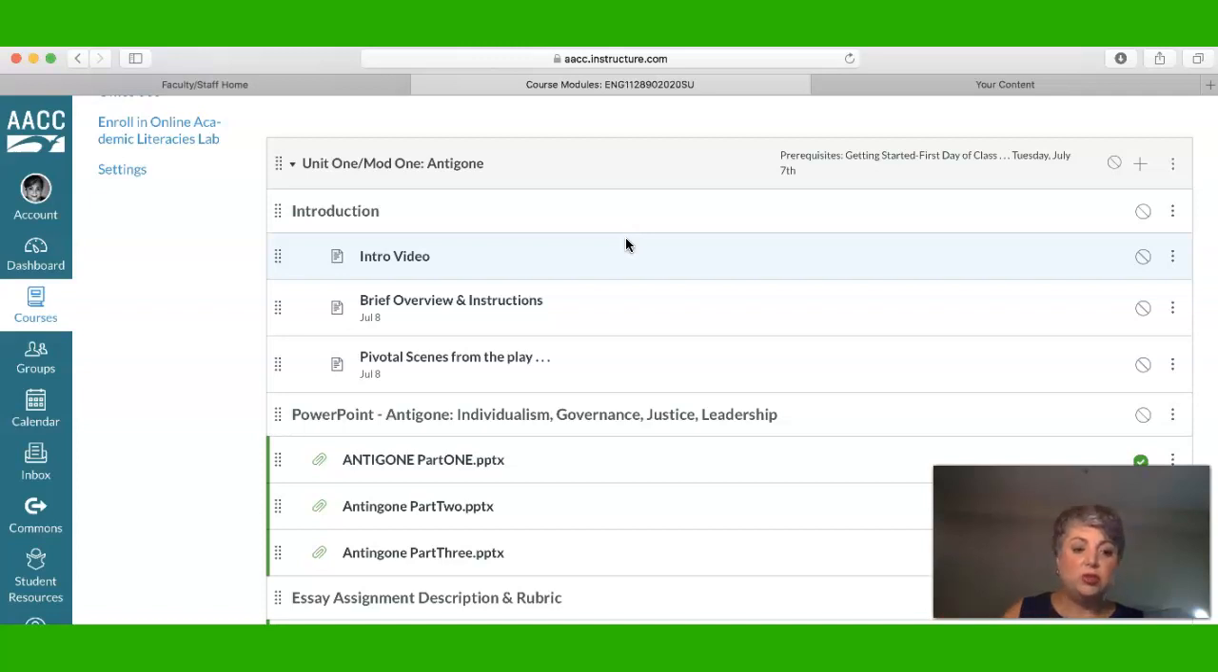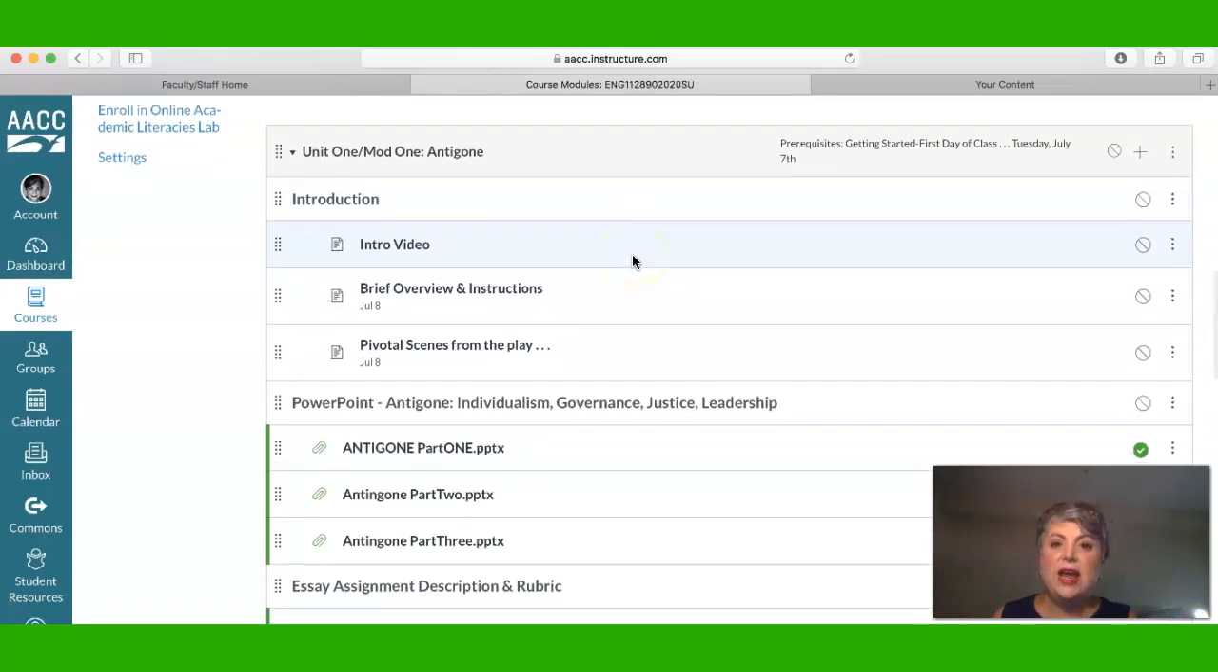This module, Module 1, will go for 1 week. Remember, 6 weeks, 6 modules. This module starts today on Wednesday the 8th and goes through next Wednesday, July 15th, and it finishes with your first essay. So submit your first essay before midnight on Wednesday, July 15th. So it's a 1-week module. All right, let's jump right in.